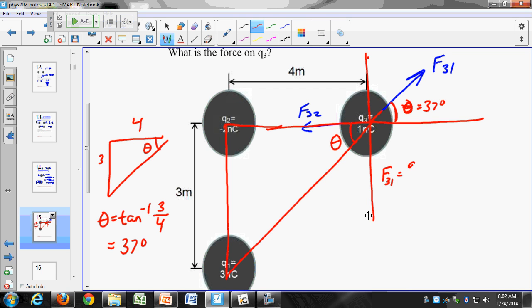I'm just going to write out the numbers here. 9 times 10 to the 9th, that's K. By the way, that K value is on your equation sheet, as is Coulomb's law. So I would print that out, or I think it might be in the back of your book. Is that true? Is the equation sheet on the back? It is, okay. So you can just keep that handy.